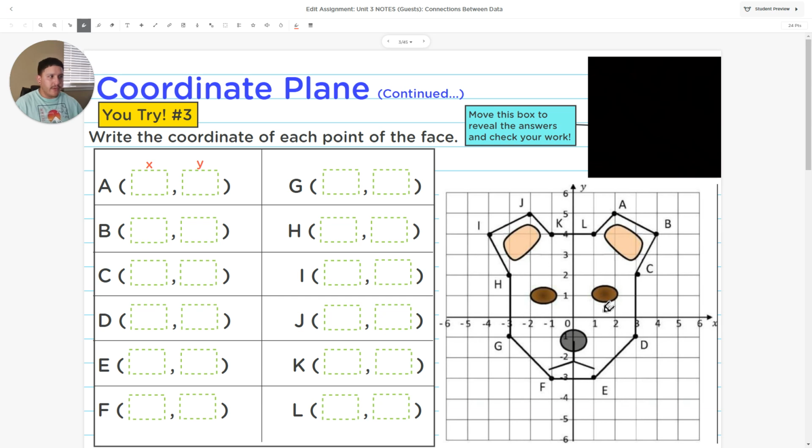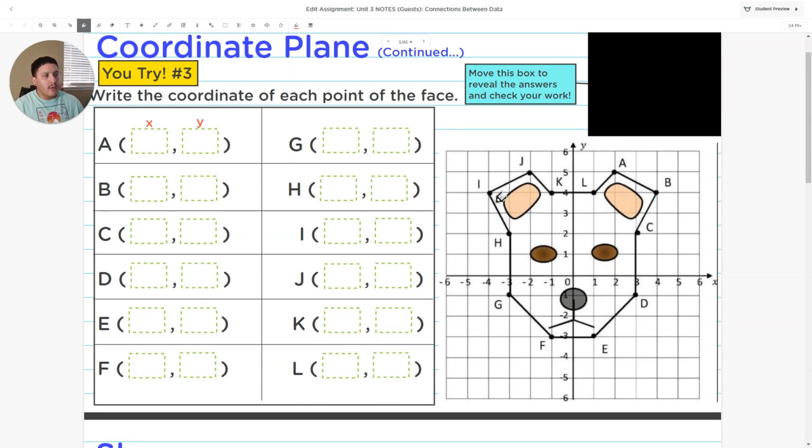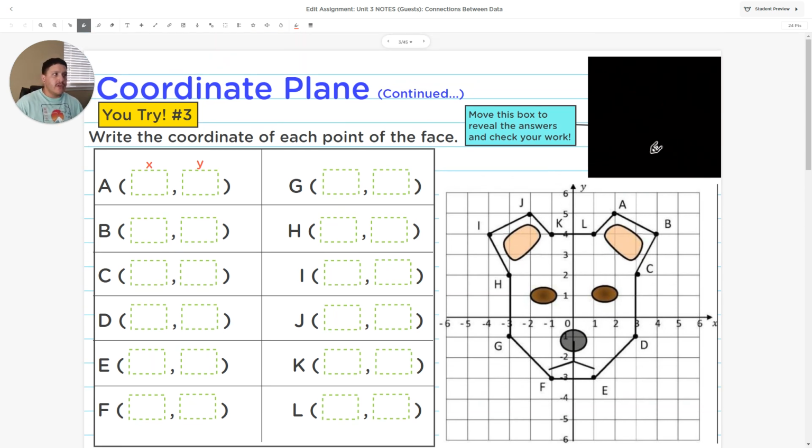You Try number 3. Some practice on identifying points on a graph. So I have a picture of a dog, and around this picture of the dog are letter points that you have to identify on the coordinate plane. So the first thing you identify is the x value of that point, and then the y value. Then you can check your answers by moving this box right here to see if you've been doing everything correctly.